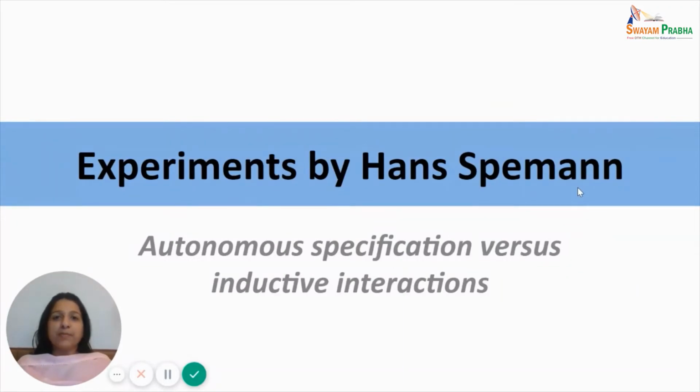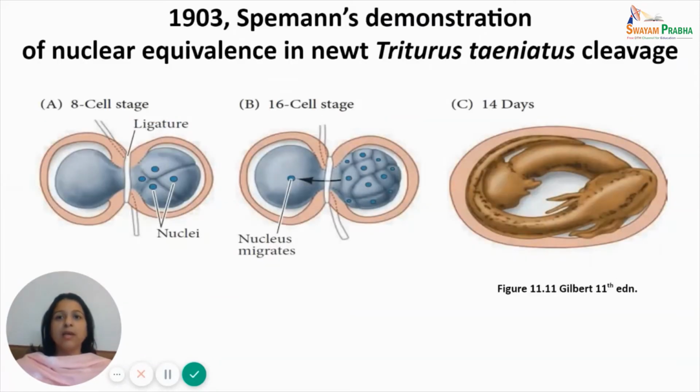There have been certain experiments by various researchers in the field of embryonic induction, in which predominantly there is the role of Hans Spemann. His main focus had been on autonomous specifications versus inductive interactions. In 1903, Spemann performed an experiment demonstrating the nuclear equivalence in newt Triturus taeniatus cleavage. So shortly after the fertilization happened in the newt egg, Spemann ligated the newt zygote with an infant's hair in the plane of the first cleavage.